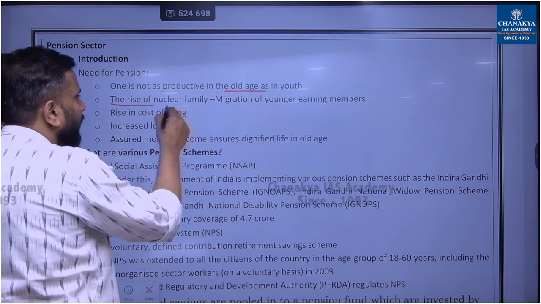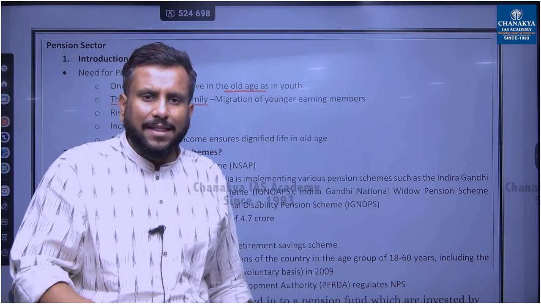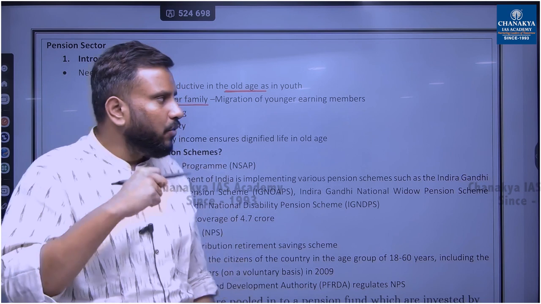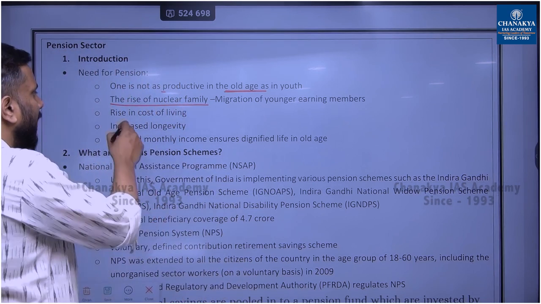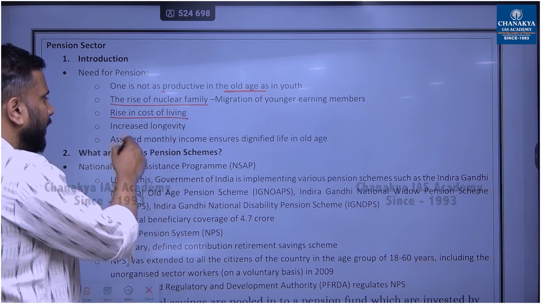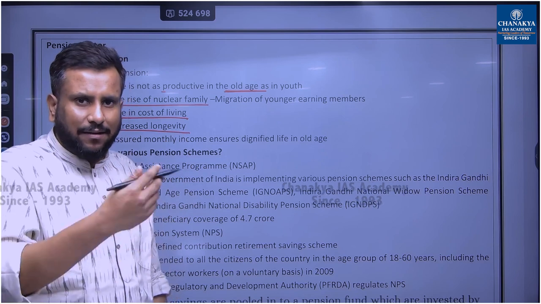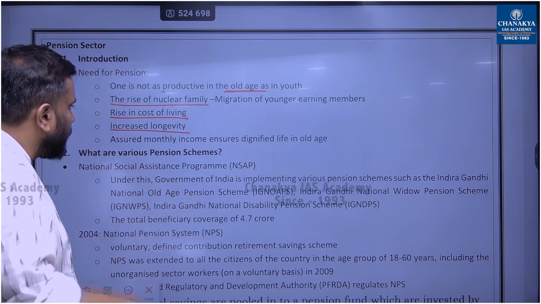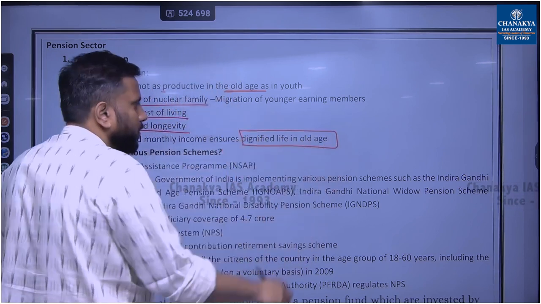The rise of nuclear families. So most of the old people or most of the parents are living alone and their children are working in cities. So that's why you again need a good pension so that you are financially independent. Rise in the cost of living. Increased longevity. Now the life expectancy has increased in India because of the better health infrastructure. Assured monthly income ensures a dignified life in old age.